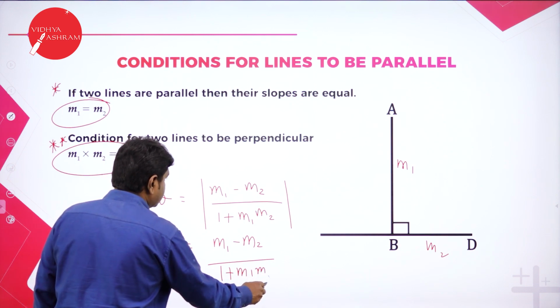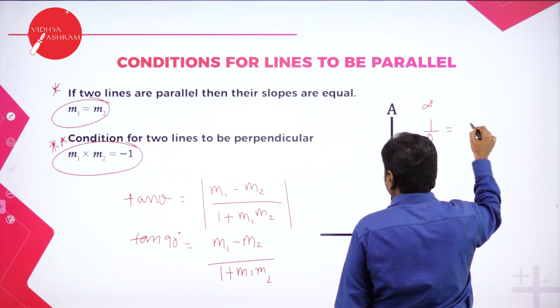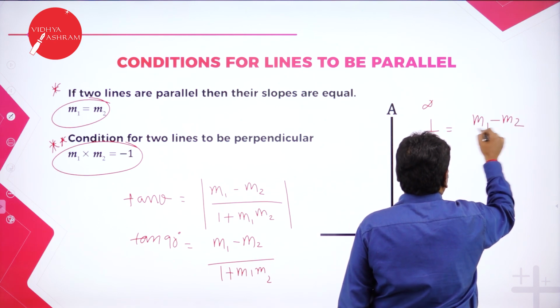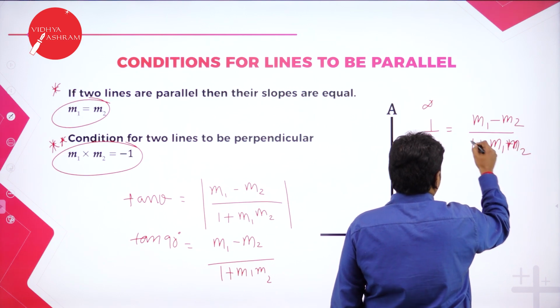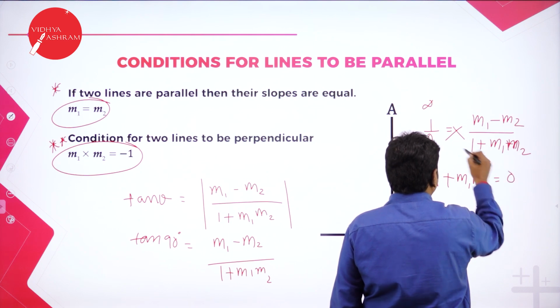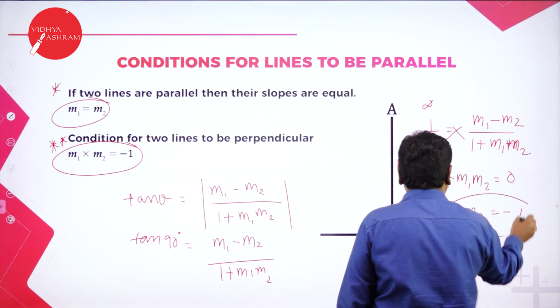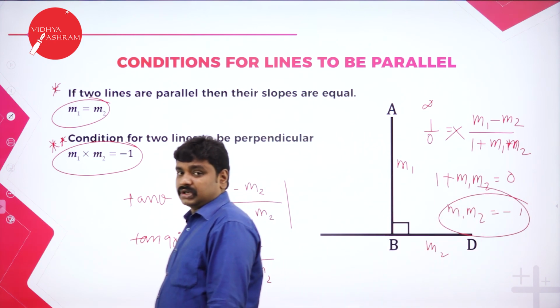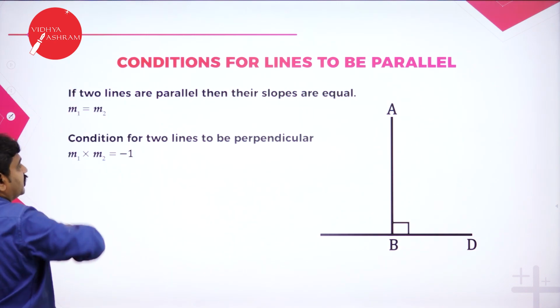All of you know tan 90 is not defined. Not defined means I can write infinity. Infinity I can write as 1 by 0. So m1 minus m2 divided by 1 plus m1 m2. Cross multiply. If I cross multiply these two, I'll get 1 plus m1 into m2 is equal to 0 into anything, which is 0, or m1 into m2 is minus 1. This is a method to arrive at it. But nobody will ask you to derive this, but you have to remember the conditions.